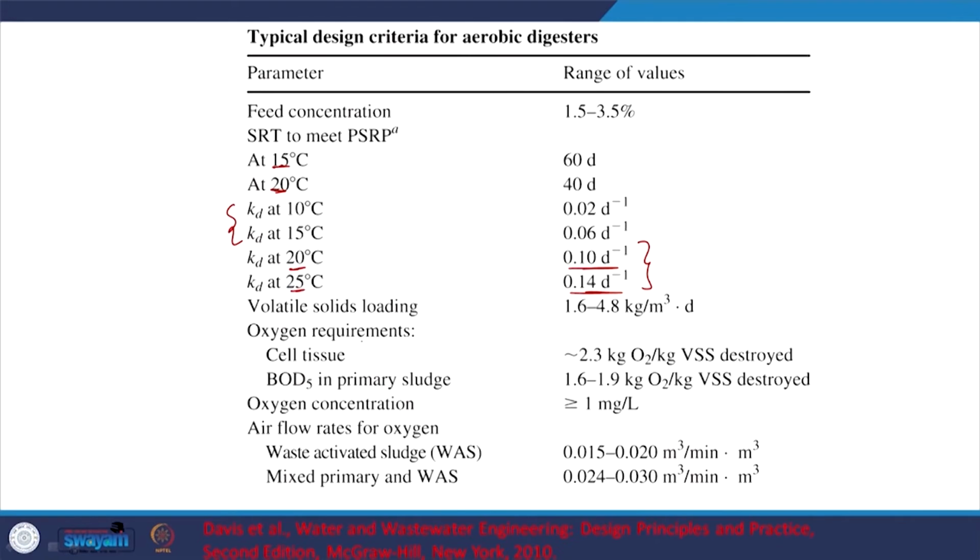So, as we can see, oxygen requirements, one for the cell tissue. Here I guess they are talking about 2.3 kgs of oxygen per kg of VSS destroyed, but obviously it depends upon the type of formula that is used.